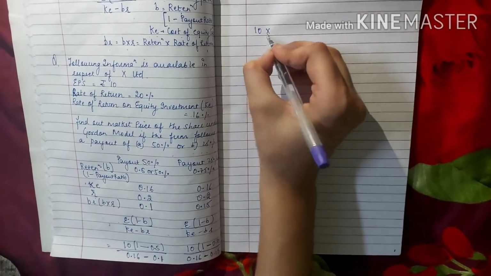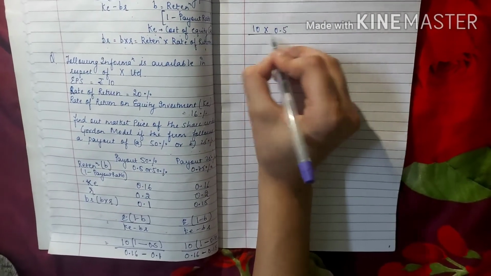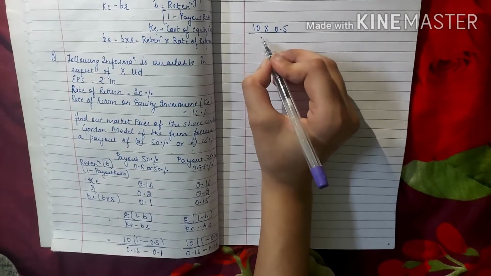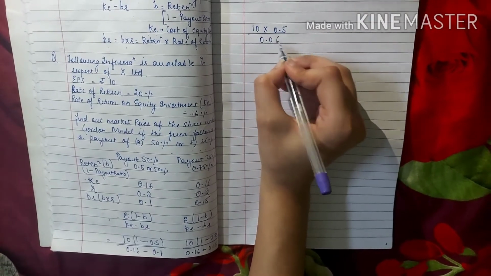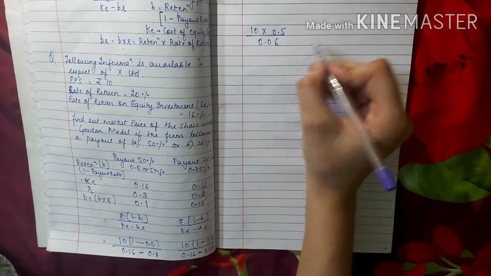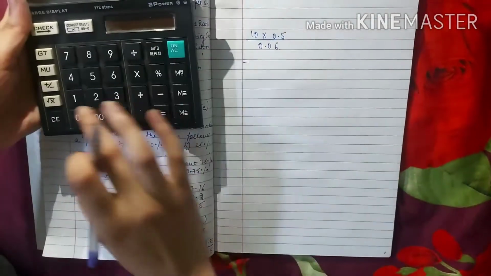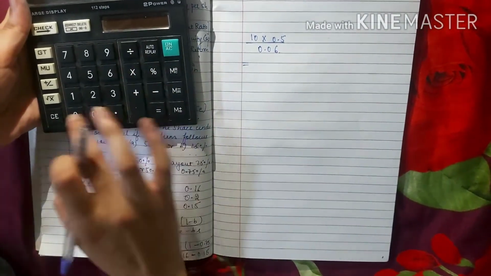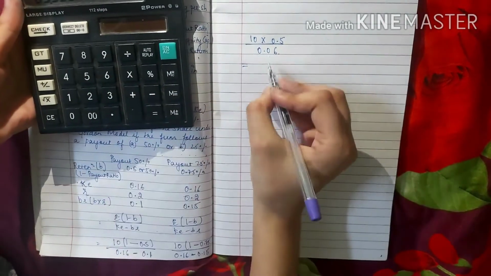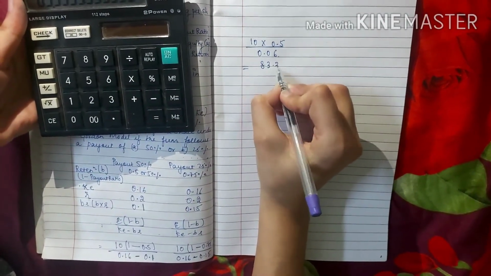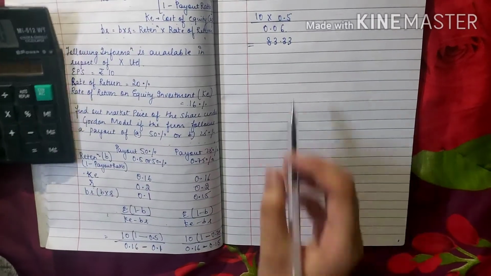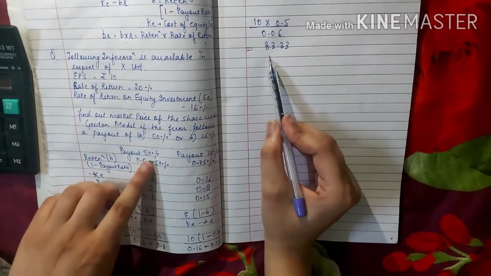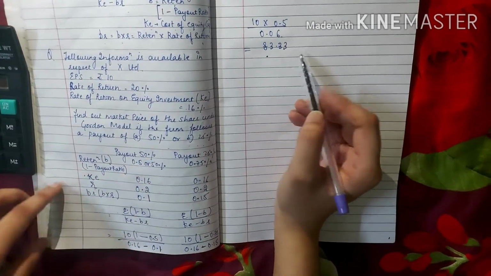10 into 0.5, 0.16 minus 0.1 will be 0.06. 10 into 0.5 divided by 0.06. This is 83.33. So the value of the shares when your payout is 50% is 83.33.